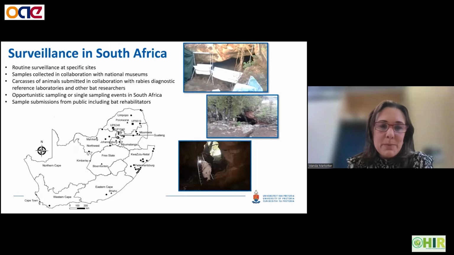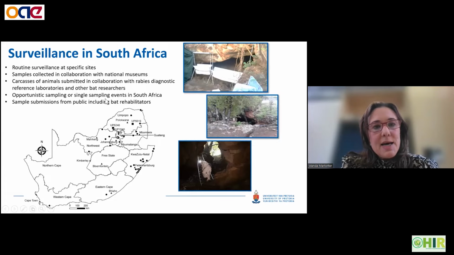So I'm going to talk a little bit about what we've done in South Africa over several years. It's probably now getting close to 15 years. We've done routine surveillance in sentinel sites where we also look at other bat pathogens. So this is not just the rabies program. We're also looking at lyssaviruses in bats, and we've done surveillance at these sites through the years.